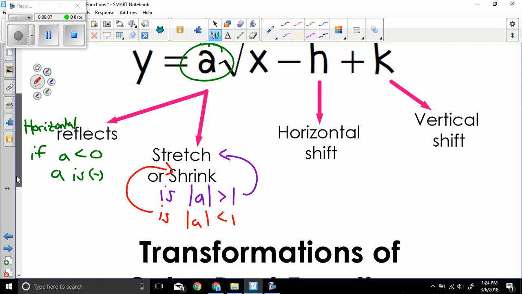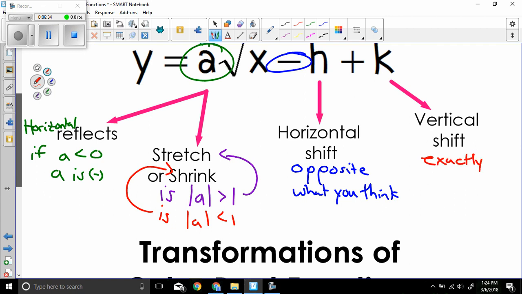Now the horizontal shift, of course, I will point out this horizontal shift has this negative sign attached to it. So it's opposite what you think. It's opposite what you think. Okay? And then the vertical shift, the K value over here, this is actually very straightforward. Okay? Exactly what you think. Okay? And that should be very, very easy.